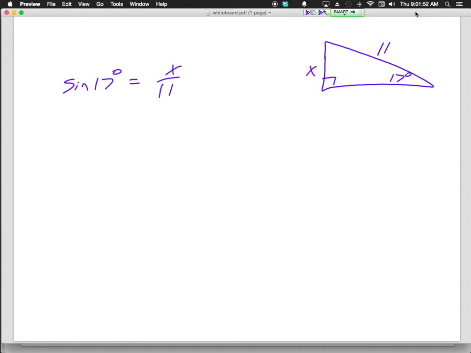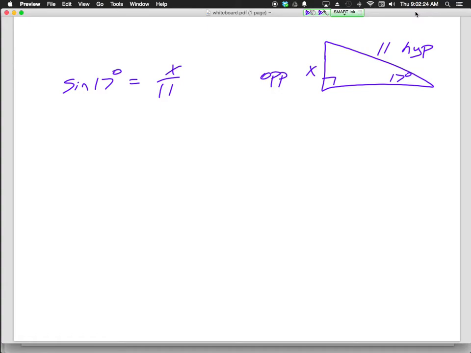Whenever I'm dealing with a problem like this, I identify, with the angle they give me, the two sides. So what side am I dealing with, x? X is the opposite. And what side is 11? It's the hypotenuse. Once I identify the two sides, that tells me which trig function to use. We always want to use the three on the left side. So once I get opposite and hypotenuse, that should trigger, I need sine.